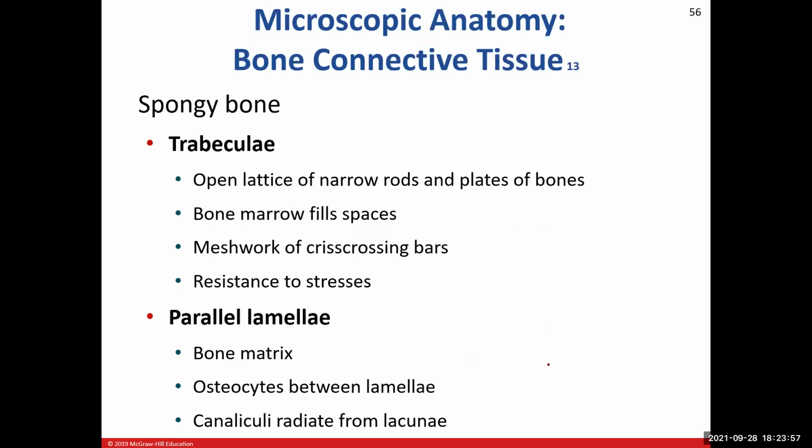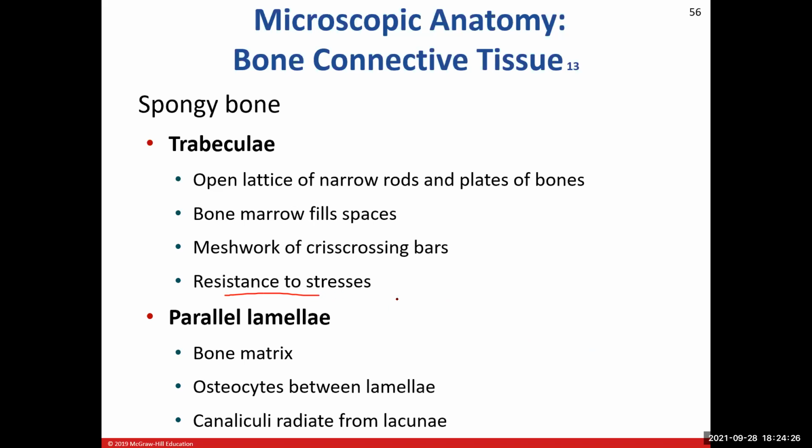Believe it or not, this trabecular configuration, this latticework, allows the overall bone to resist multi-directional stresses. So even though compact bone adds a lot to the resistance of stresses, this trabecular configuration also helps resist stresses.